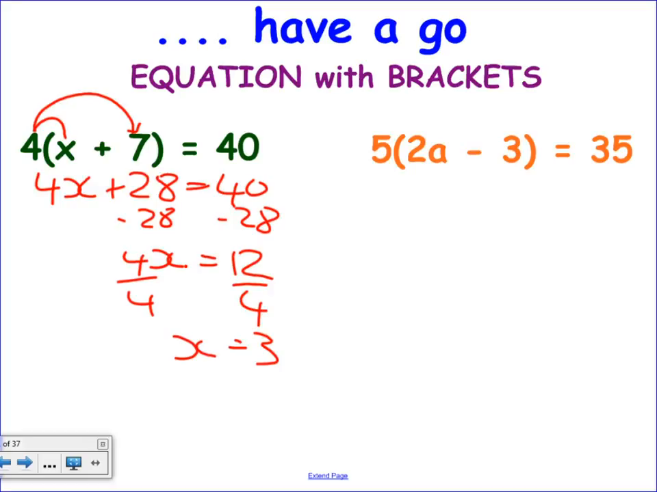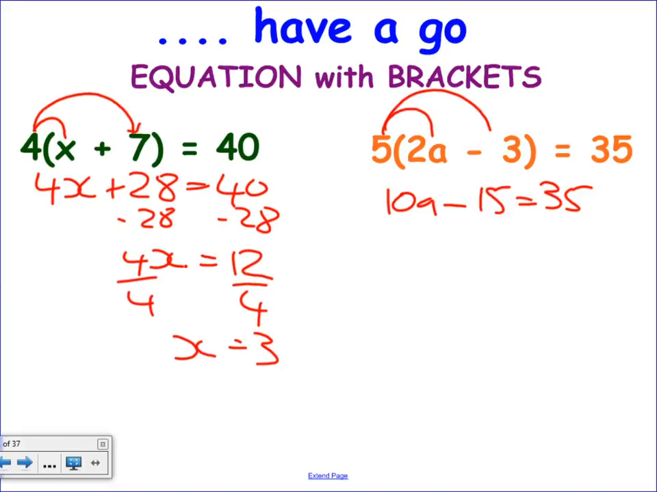The amber one. Anybody like a shot at the amber one other than Tyrese? Go on in, Andrew. 5 times 2a. So yeah, 10a. Good. Minus 15, 5 times 3 is 15, equals. Good. So we've opened our bracket. So 10a minus 15 equals 35. Good.